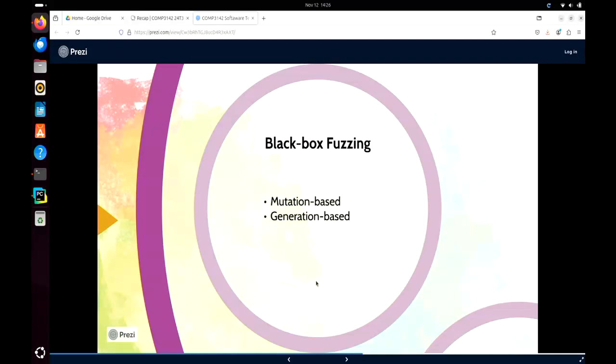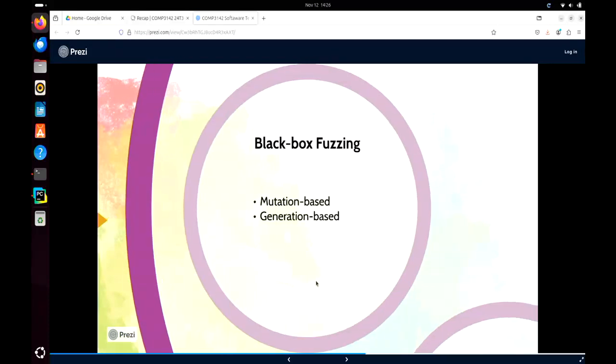Mutation-based fuzzing means that we are creating new test inputs by mutating existing seeds. And generation-based fuzzing means that we are generating the new test inputs from scratch. So we don't have a seed to refer to. This is called black box fuzzing, which means that we don't collect any internal information of the program.